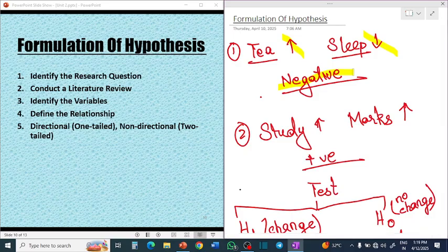And in a positive relationship, what we will see is that the more we study, the more marks we will get. So this is a positive relationship because both things are moving in the same direction. The more study, the more marks. Now, direction will be of two types.